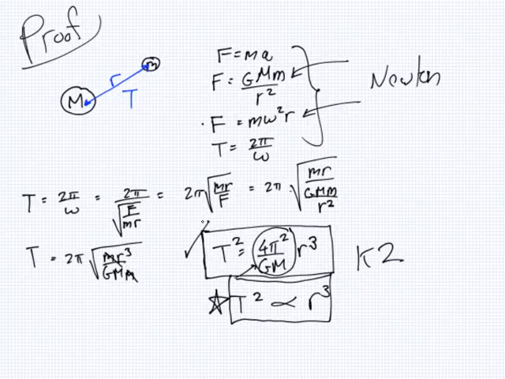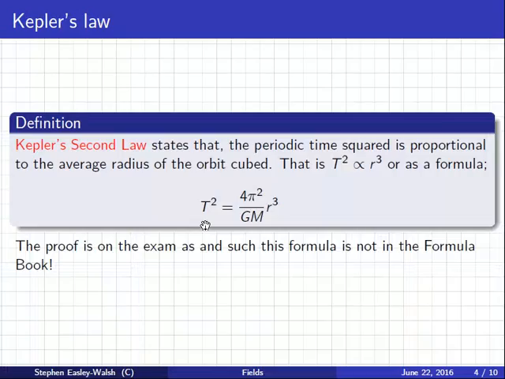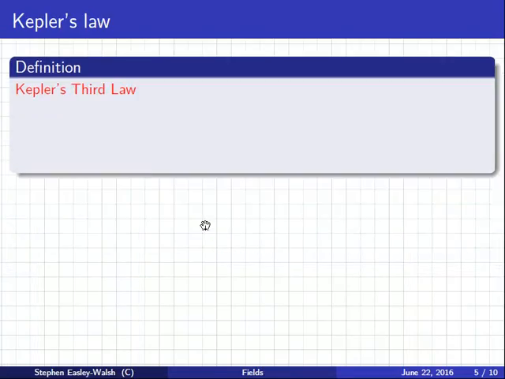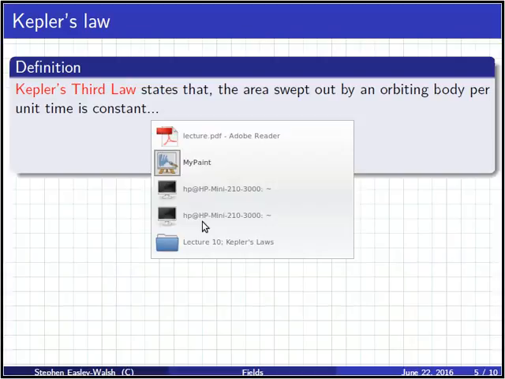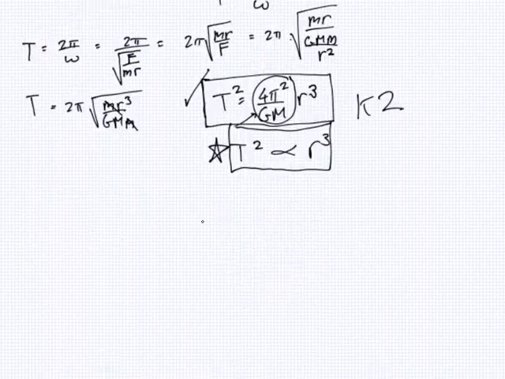Got that? Kepler's Second Law. So, to be anybody, you need 3 laws. So we'll have a look at the next law. Kepler's Third Law states that the area swept out by an orbiting body per unit time is constant, which requires more explaining. So, first I'll just draw exactly what that means.